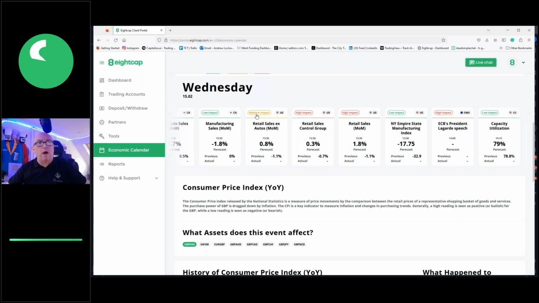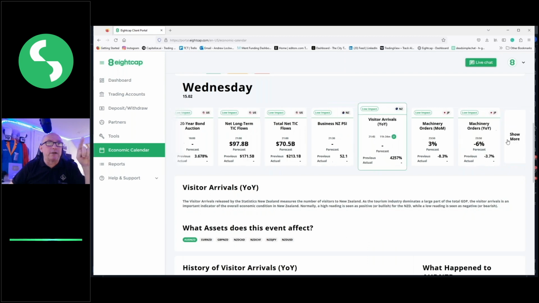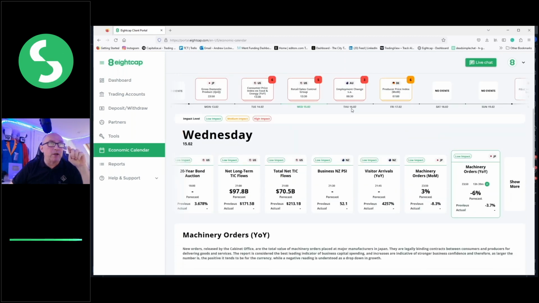And that's basically why I think you need to be looking at the news events. And of course, you've got other stuff in here as well. So I'll leave you to look at this in your own time. You can always reach out to us here if you want more information on that. If you want to go out to the rest of the week, you've got Thursday, Friday as well.